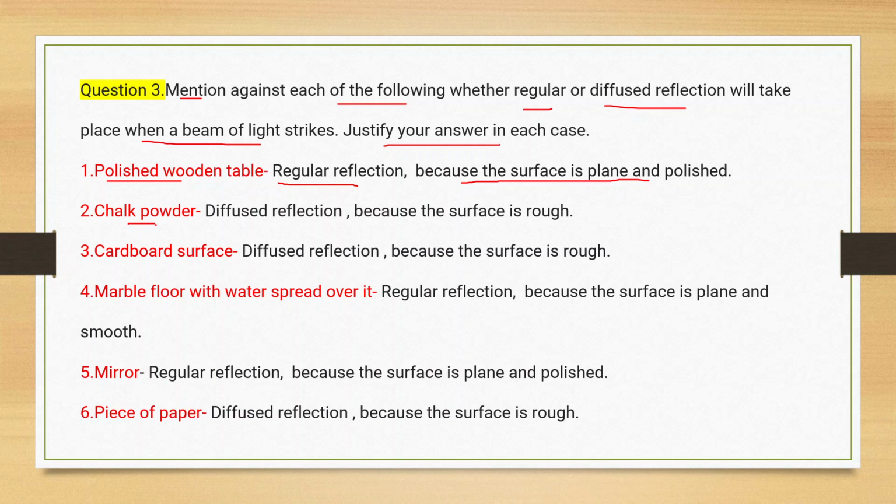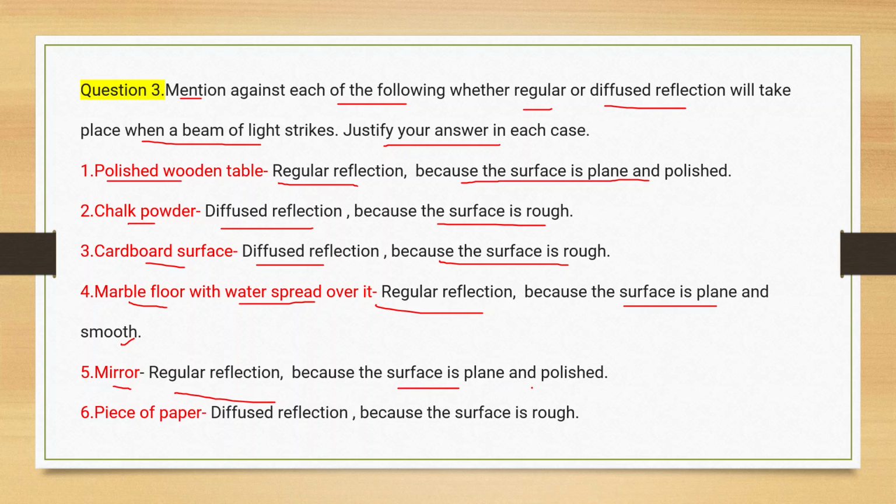In case of chalk powder, diffuse reflection because the surface is rough. Cardboard surface, again diffuse reflection because the surface is rough. Marble floor with water spread over it, regular reflection because the surface is plain and smooth. Mirror, regular reflection because the surface is plain and polished. Piece of paper, diffuse reflection because the surface is rough.